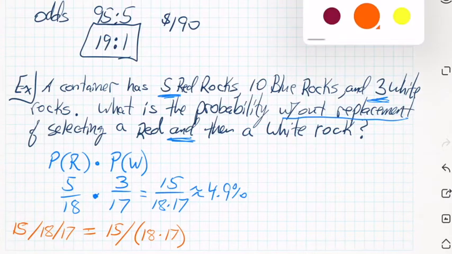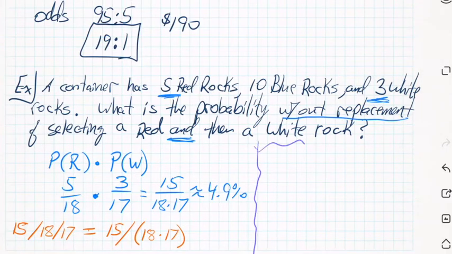Now, on a quick little side note, what about the probability of 2 reds in a row?